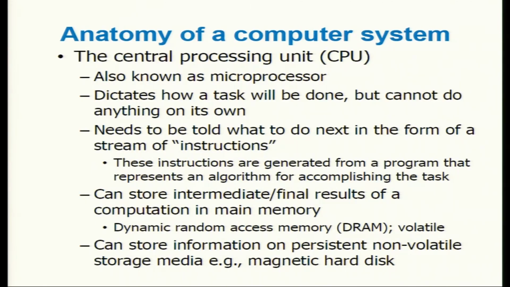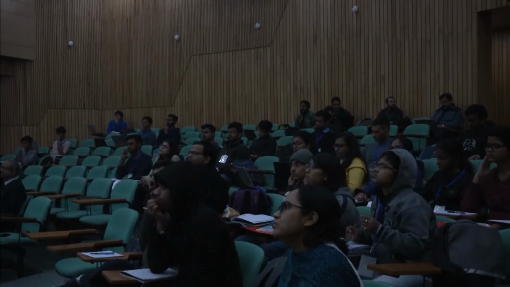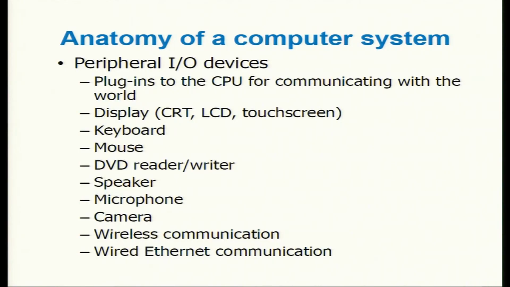So this is the name of the technology used to build main memory, dynamic random access memory, which is typically volatile. And also it can store information on persistent non-volatile storage media like magnetic hard disk, and there are many more today, non-volatile storage media which are better than magnetic. And this is a short list of I/O devices. In fact, this list is incomplete. Any plugin that you can think of that is used for communicating with the environment or the world. Like the display can be of different types depending on the technology. You have keyboard, mouse, DVD reader, writer, speaker, microphone, camera, wireless communication, Ethernet communication, and so on and so forth.